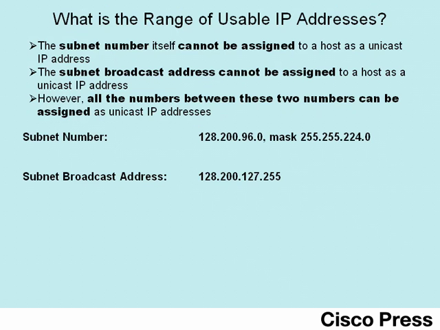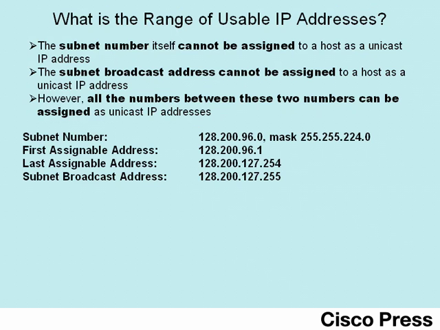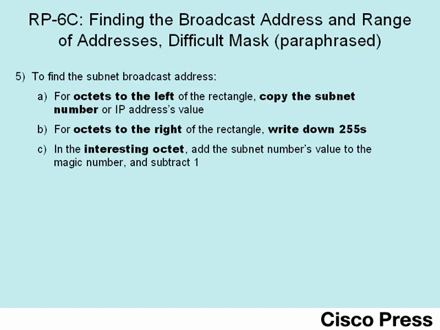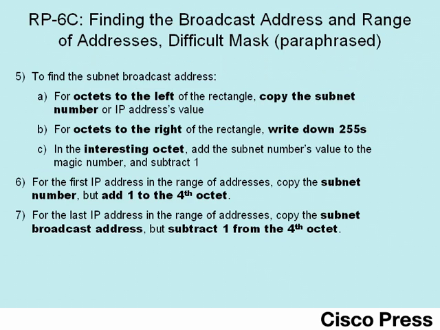So the first assignable address is simply one bigger than the subnet number, as you see here, and the last assignable address is simply one less than the subnet broadcast address, as you see here as well. For easy reference, the screen now shows a copy of the text of the process that will be demonstrated in this video. Notice that this process starts with step 5, and it's numbered this way because the associated process that finds a subnet number has 4 steps, so this process just picks up where that other process stops.